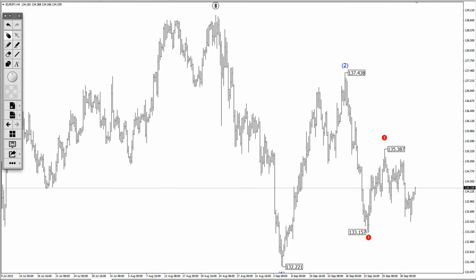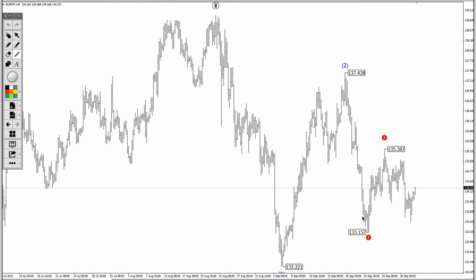Next we have euro yen, which also is not giving a clear signal of the direction. In my opinion, we are still on a corrective phase, possibly minute wave 2 correction is still forming. I have labeled minute wave 2 as completed at 135.387.